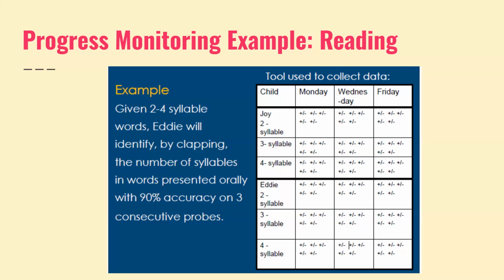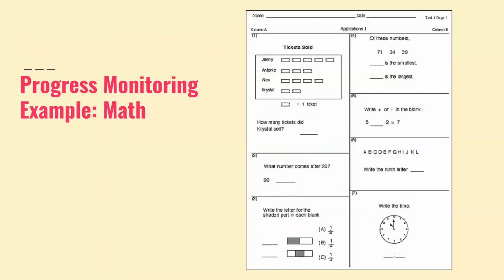Collecting data on this form is also very easy because it's just a plus or minus. So if the student correctly claps the number of syllables, the teacher would circle the plus sign. If the student incorrectly clapped the number of syllables, the teacher would simply circle the minus sign. Let's look at another example.